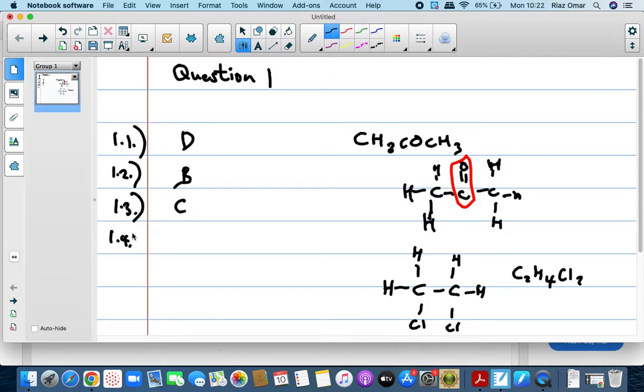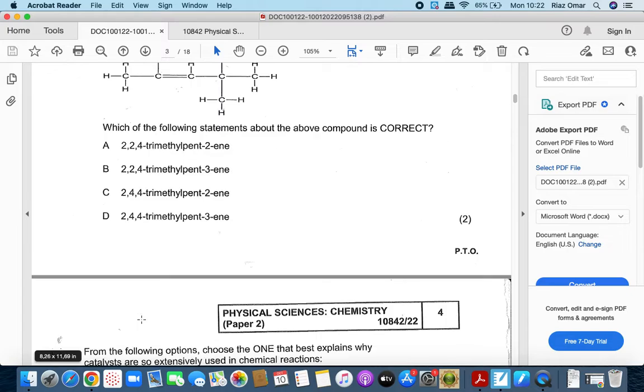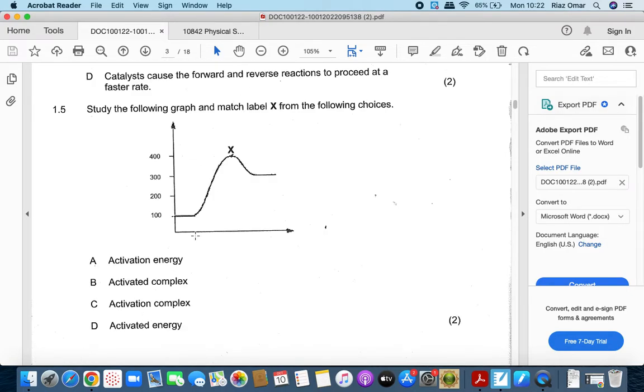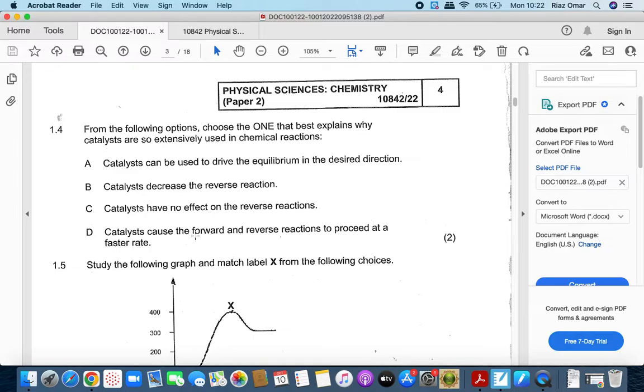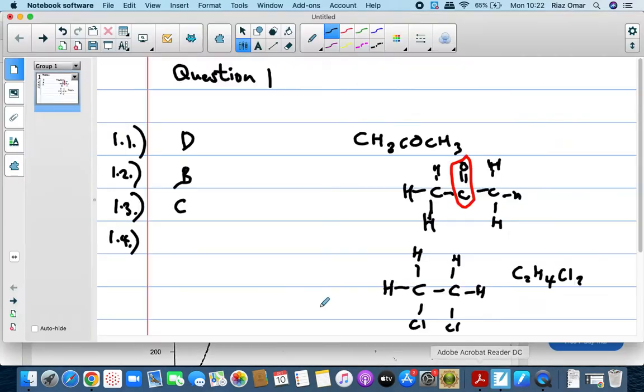1.4. Look at the question. From the following options, choose the one that best explains why catalysts are so extensively used in a chemical reaction. What do catalysts do? We know that catalysts increase both the forward and reverse reactions. So is there an answer like that in the options given? Catalyst can be used to drive the equation in the desired direction. Catalyst decrease the reverse reaction. Catalyst have no effect. Catalyst cause the forward and reverse reaction to proceed at a faster rate. So the most correct answer will be D. 1.4. The answer is D.